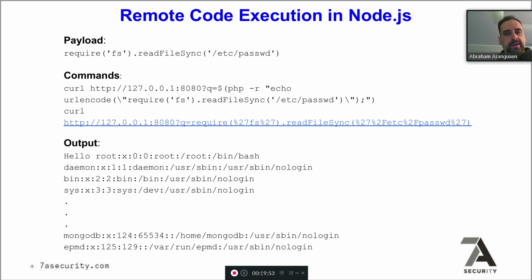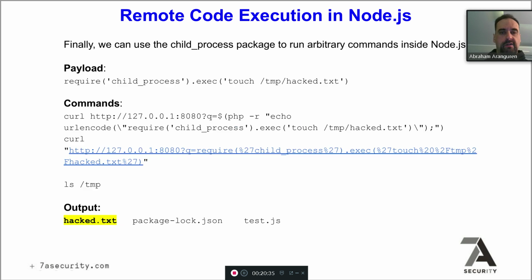We can import other modules, right? We can require the file system module and then try to read local files, for example. We do require('fs') for file system and then .readFileSync, reading a file synchronously, and we are reading the contents of the /etc/passwd file. Again, using curl, we can URL encode this payload like this, which results in a URL that looks like this. This is already URL encoded. Here we can see hello, and then the output of eval is going to be the contents of /etc/passwd. So we can read local files.